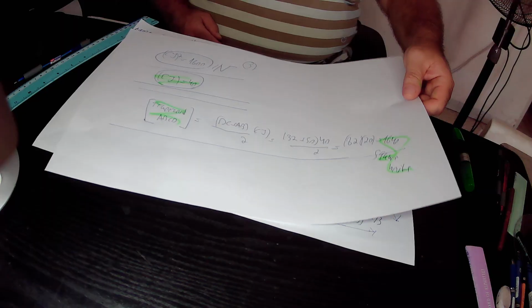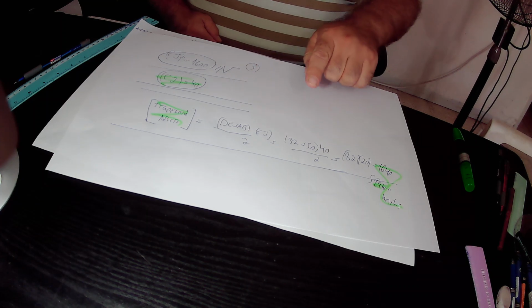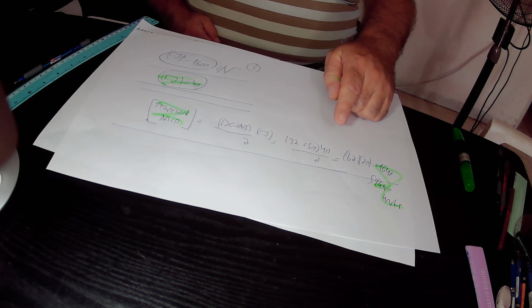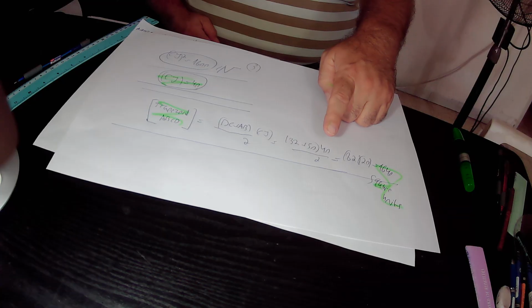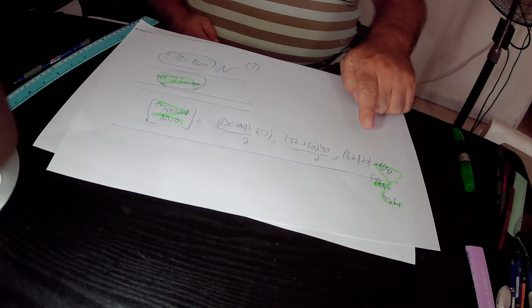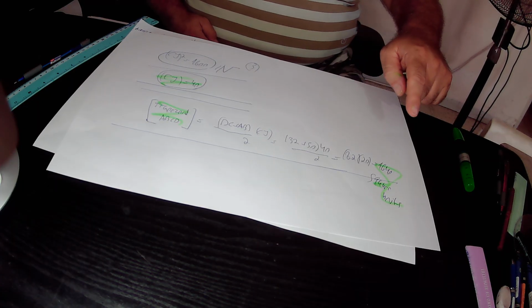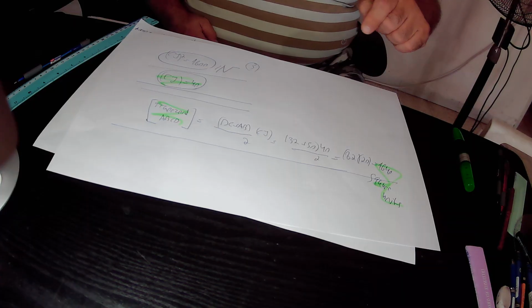Because the height CJ creates 90 degrees with the two bases. So the area of trapezoid ABCD equals the sum of its two parallel bases, DC plus AB, times the height CJ over 2. DC is 32, AB is 50, CJ is 40, divided by 2. 40 over 2 is 20, and 32 plus 50 is 82. So in total, the area of trapezoid ABCD equals 82 times 20, that is 1640 square units.